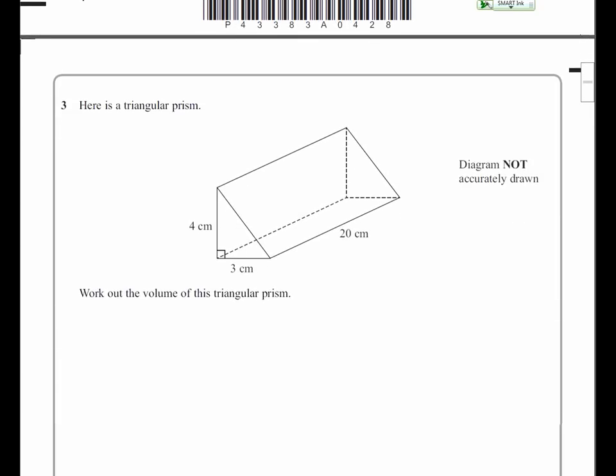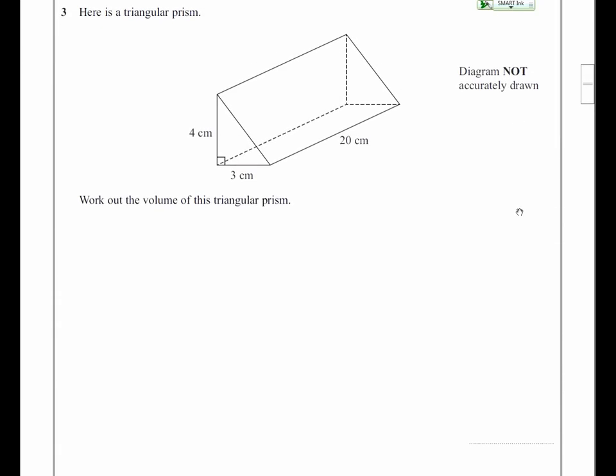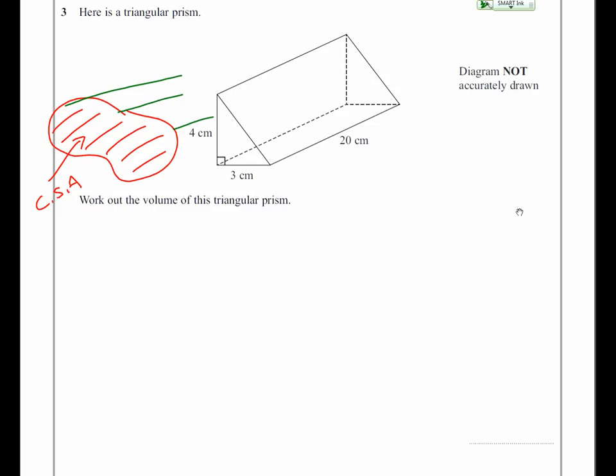Question 3. Here's a triangular prism. Work out the volume of this triangular prism. A prism means you've got some random shape at the front, which if you find the area of this, it's called the cross-sectional area. And it's not just in 2D, because it also goes backwards into 3D. And that's how you get the volume of a shape, by timesing this area by this length.